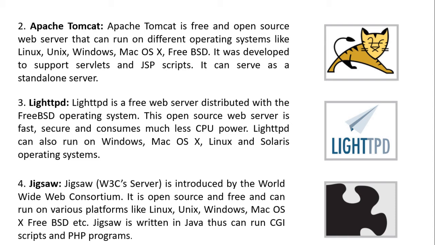Jigsaw. The Jigsaw W3C server was introduced by the World Wide Web Consortium. It is open source and free and can run on various platforms like Linux, Unix, Windows, Mac OS X, FreeBSD etc. Jigsaw is written in Java, thus can run CGI scripts and PHP programs.